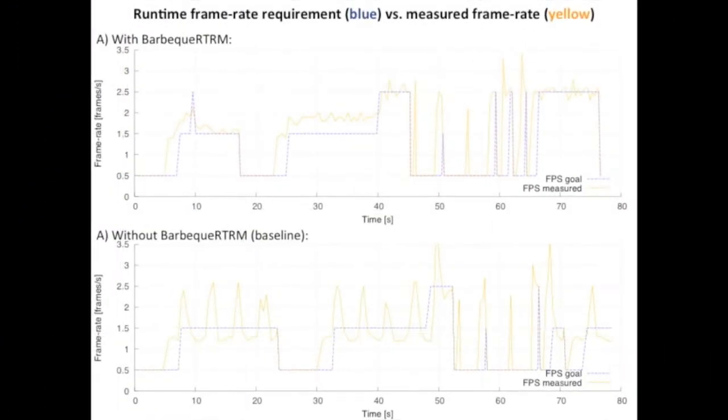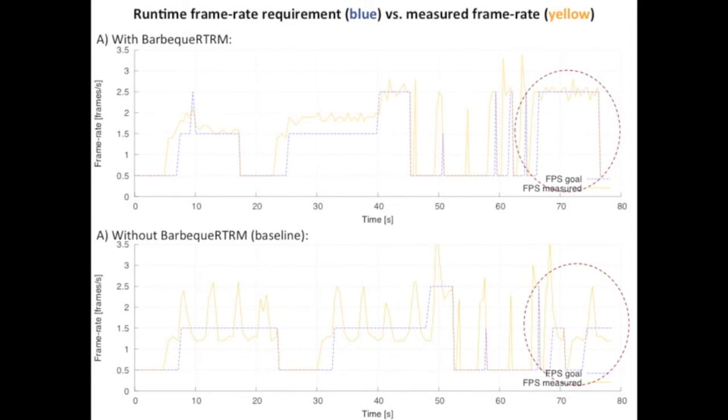In this plot, we compare our prototype above with the baseline version that does not use the Barbecue Runtime Resource Manager below. The multiview runtime requirement, frame rate, depends on what is detected in the scene, so it should be the same since the input video used for the 2 implementations is the same. A first result is that our proposed prototype is more stable at runtime in following the frame rate goal.